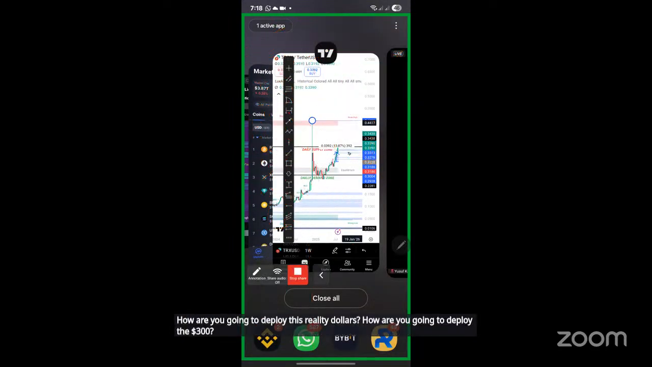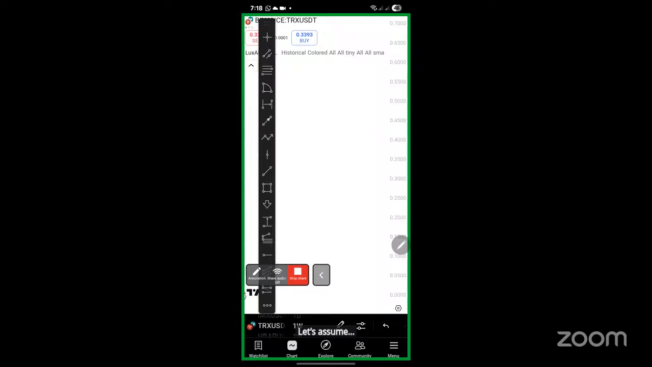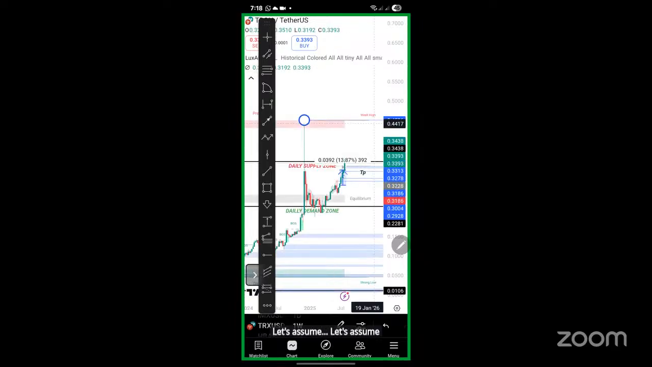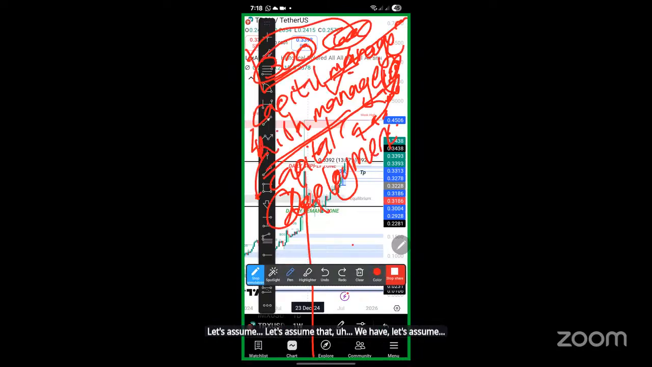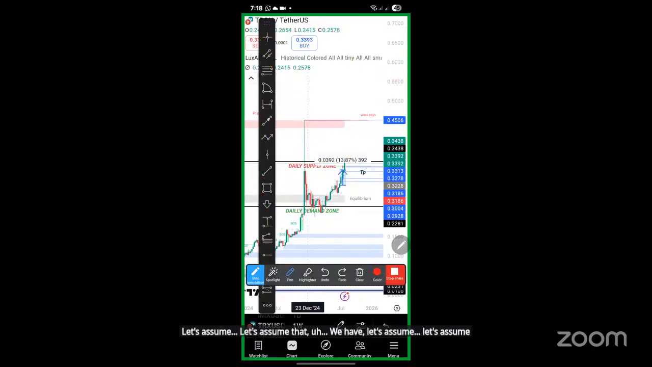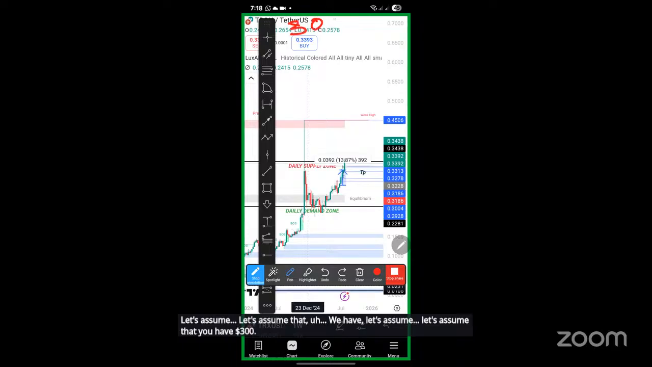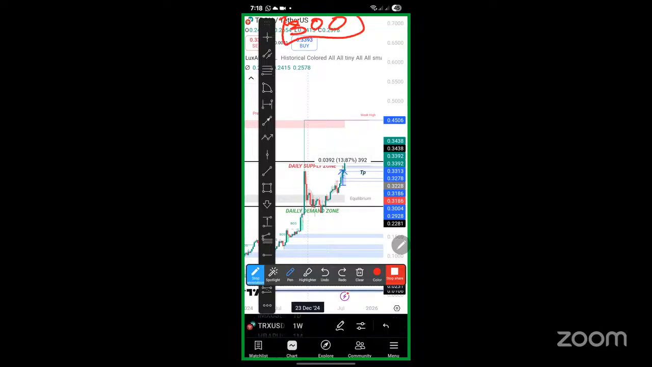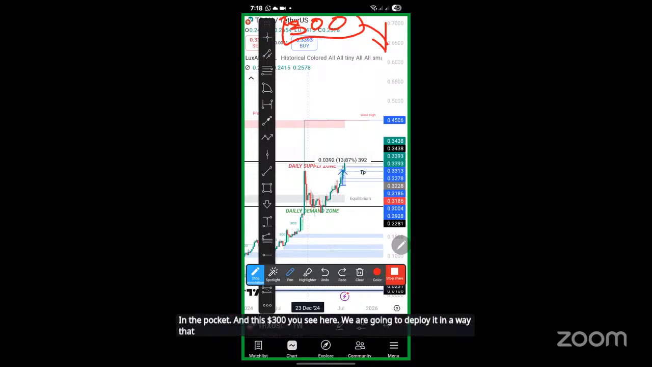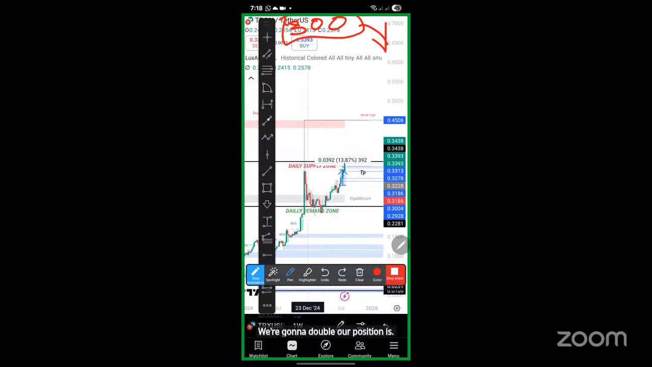Let's assume that we have $300 in the pocket. And this $300 you see here, we are going to deploy it in a way that we use the double up strategy. We're going to double up positions to create a strong risk management plan.